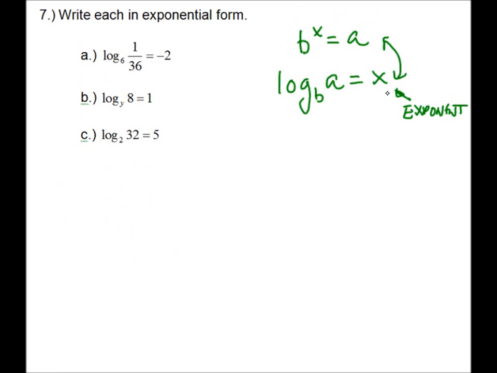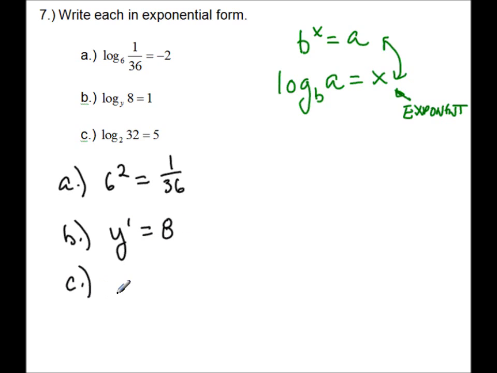We want to remember our conversion of exponential to logarithmic and logarithmic to exponential. And in this problem, we want to convert from logarithmic form to exponential form. So we have 6 to the 2nd power equals 1 over 36. For b, we have y to the 1st power equals 8. And for c, we have 2 to the 5th power equals 32.